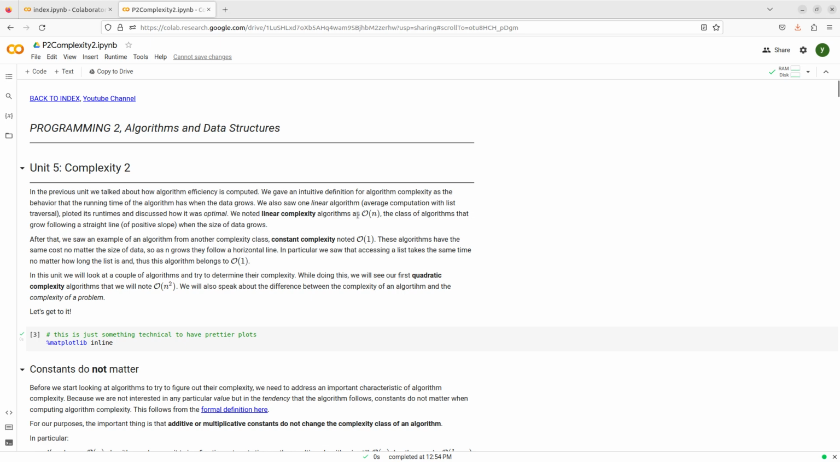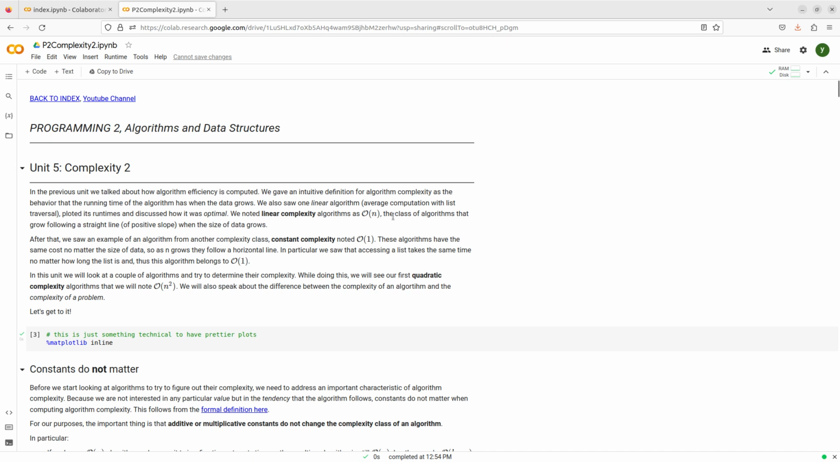The first group was O of n, or linear complexity algorithms. And here we saw, for example, that searching in a list or traversing a list, doing something like computing the average of the list, is a linear complexity algorithm. So when the size of the data processed by the algorithm grows, the time it takes to compute the algorithm also grows, but it grows following a linear tendency, following a line.